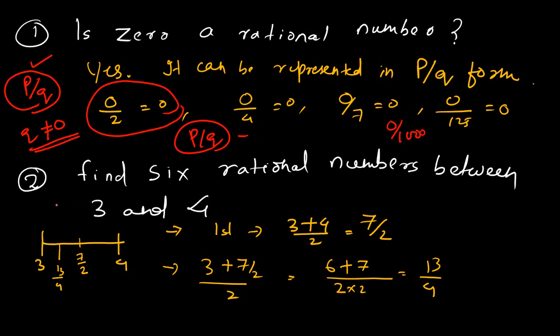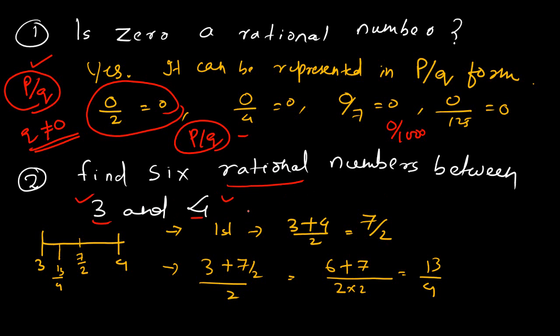Okay, so the second question is the question that we have already done in the last video. Find 6 rational numbers between 3 and 4. Both 3 and 4 are rational numbers, so we need to find 6 rational numbers between these two. As we have already talked about, there are two ways of doing it.